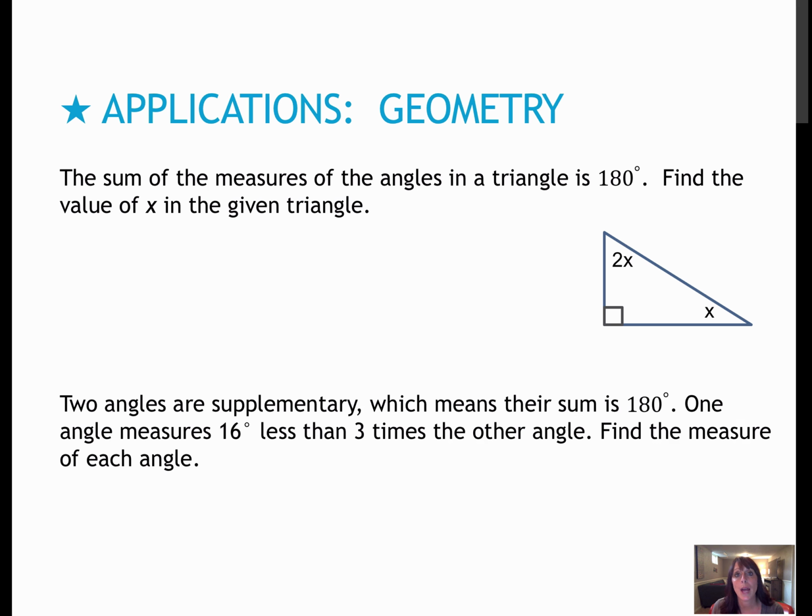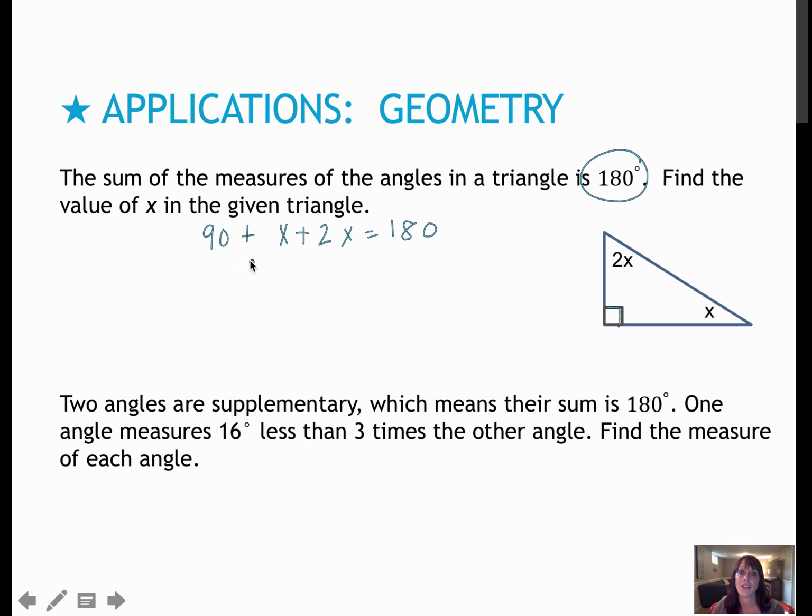Here are 2 applications for you to try on your own. So press pause, do both questions, then press play to check your work. For the first, I have the measures of the angles in a triangle are 180. Hopefully we already knew that. Find the value of x in this triangle. So this angle is 90 degrees. This angle is of course x, and my other angle is 2x. Those all add up to 180 degrees.